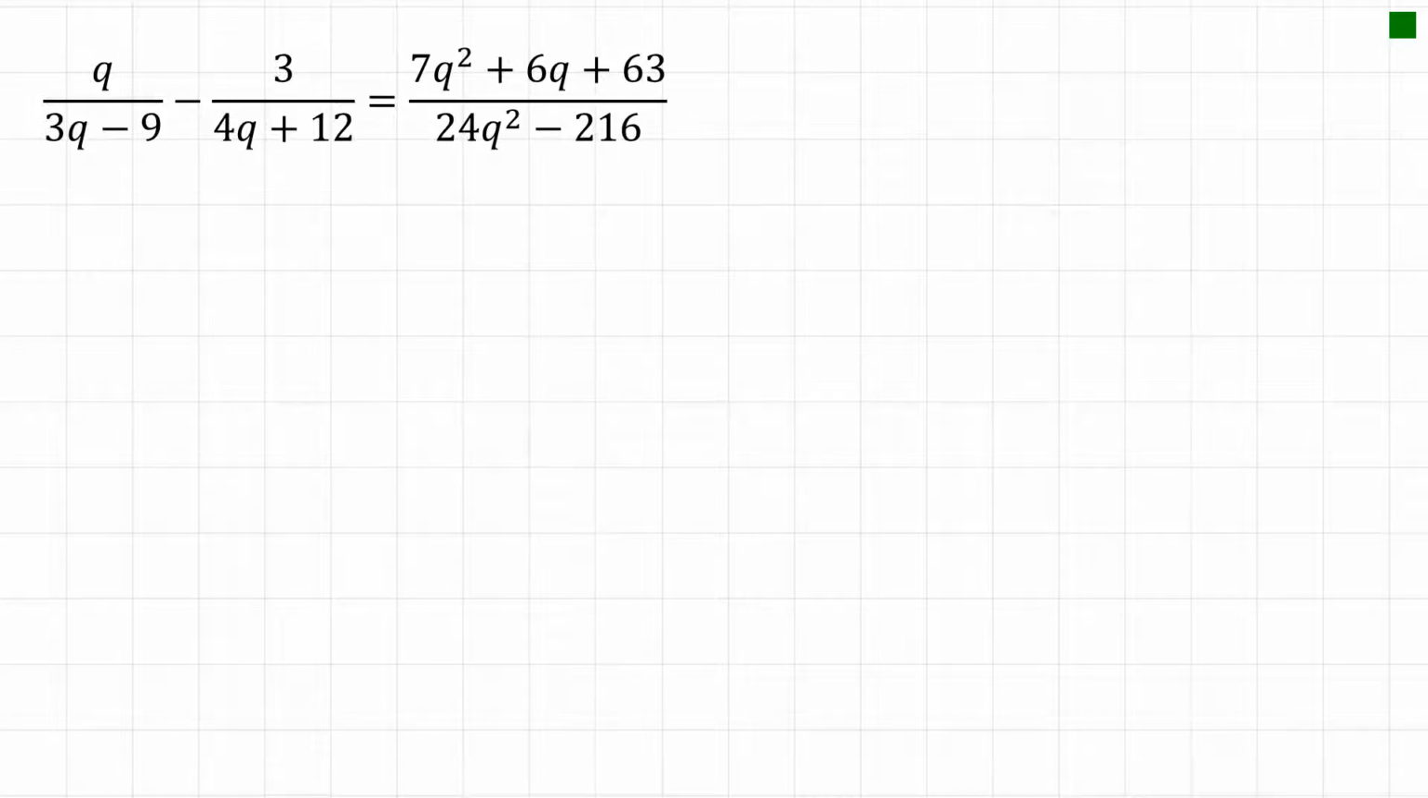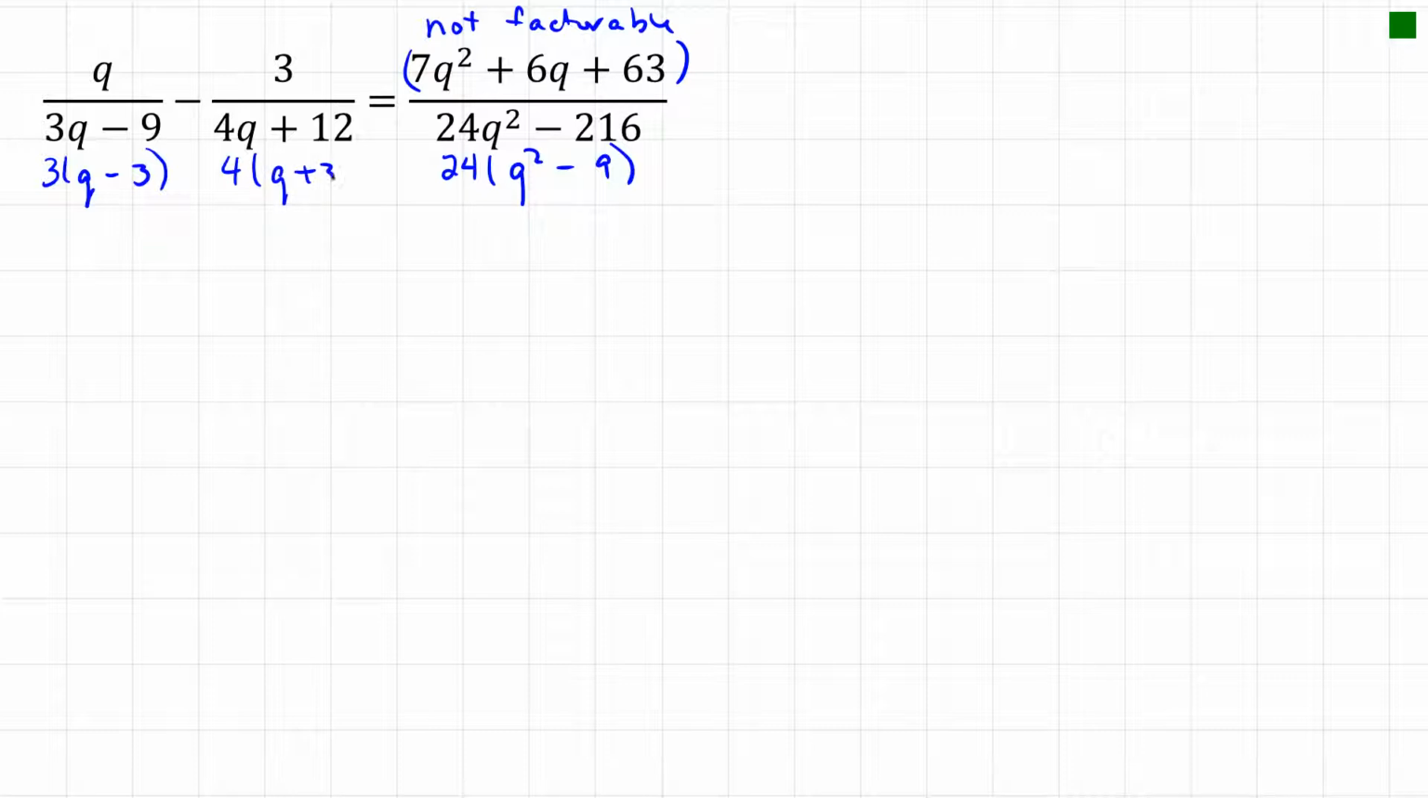So this one is a bit of a complicated one. It's a bit of a mess because this numerator here is not factorable. The denominator is actually q squared minus 9. If I factor out the 24, this one is q minus 3, and I factor out a 4 here, I get q plus 3. And recognizing that this is the difference of squares, that leads me to 24 times q minus 3 times q plus 3.